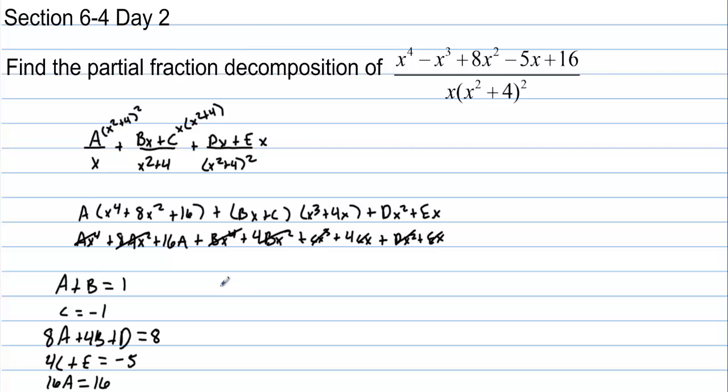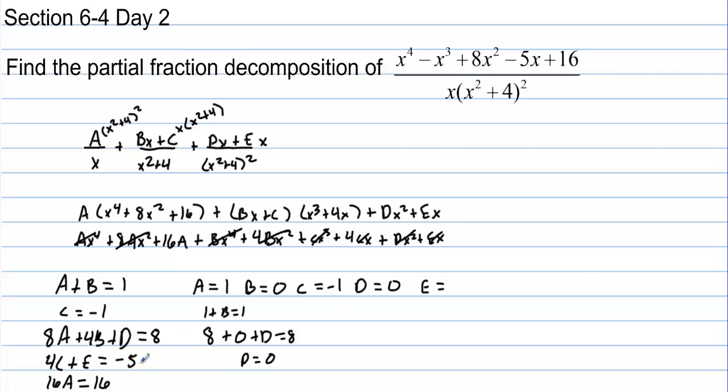Well, now let's get A, let's get B, let's get C, we need D, and we need E. C is -1, and we find out down at the bottom that A must be 1. Well, if A is 1 and 1 plus B equals 1, if we minus 1 over, B must be 0. And we have 8 times 1 here, which is 8, and then plus 0, because 4 times 0 is 0, plus D is equal to 8. So D must be equal to 0.